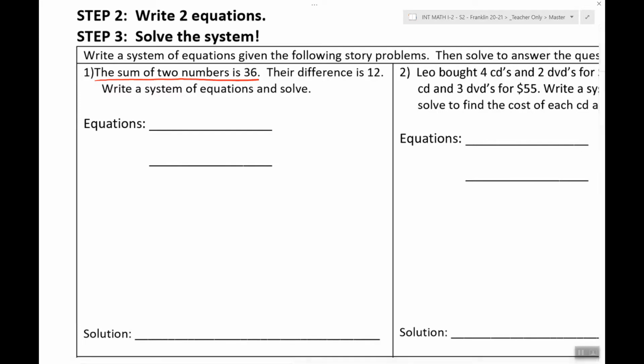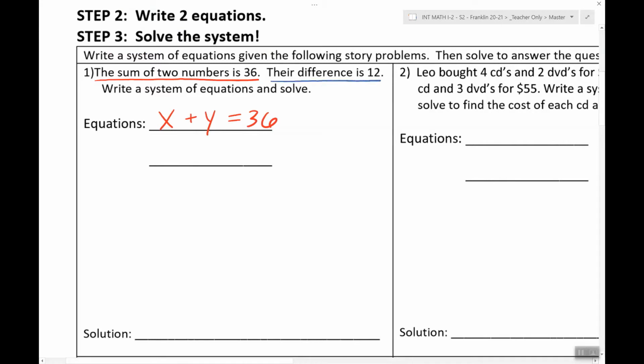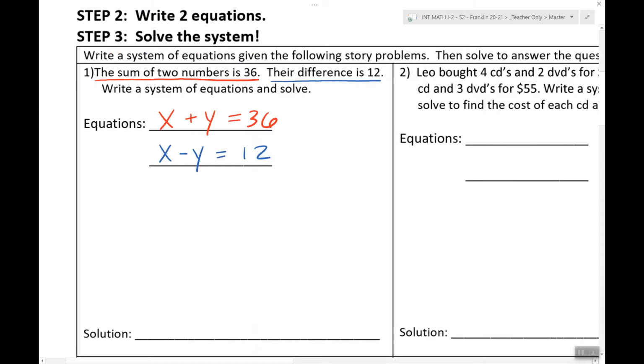So first of all, we know that a sum is adding. It's plus. And we have two numbers that we don't know. So we have x and y being added together, and the sum of them is 36. Okay, so that's the first equation. The sum of two numbers is 36. We don't know the two numbers, so they are x and y. And then the difference is 12. So that's the second equation. Their difference is 12, so x minus y equals 12. So now we have our system of two equations that we can actually solve here.